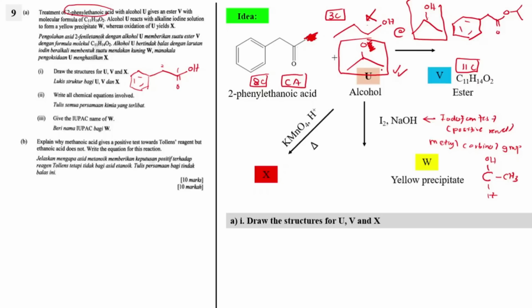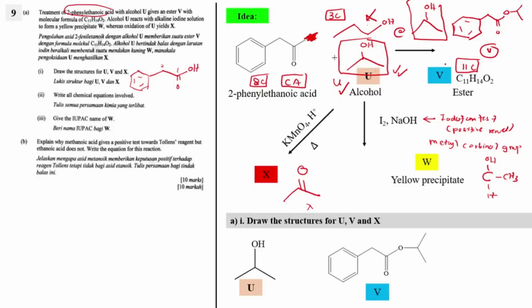Okay. And since we know that our alcohol here is 2-propanol, when it undergoes oxidation with a strong oxidizing agent, what we're going to get is a ketone. Okay, so now we have identified U, we have identified V, and then we have identified X from the reaction scheme that we have done. So we're going to draw it nicely here. So the structure of U is going to be 2-propanol. For V, it's going to become an ester looking something like this. And then for X, the alcohol will undergo oxidation to form a ketone, which is propanone.